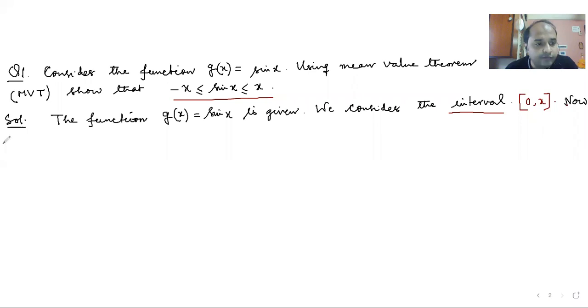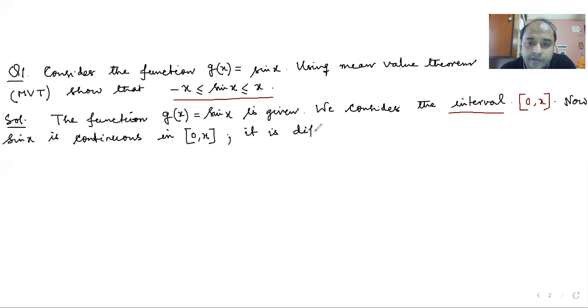Now what do we find? Sin x is continuous in [0, x]. It is differentiable everywhere in the open interval (0, x). You can easily check it.